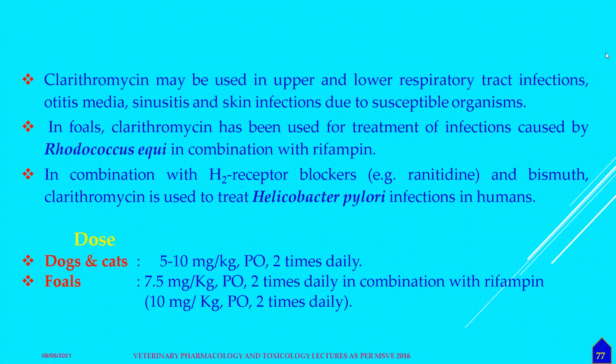In addition, with H2 receptor blockers like ranitidine, famotidine, and nizatidine, the recent generations, and bismuth, clarithromycin is used in the treatment of Helicobacter pylori. This is the common prescription in cases of chronic gastritis. Many times in chronic gastritis also this is administered. In foals, it is administered at 7.5 milligram, and in dogs and cats 5 to 10 milligram per kg orally, two times daily for a maximum of 5 days.